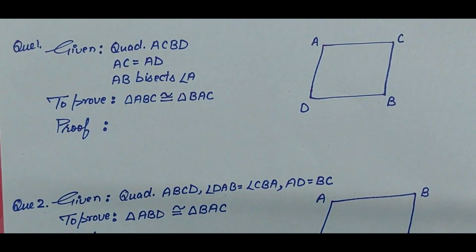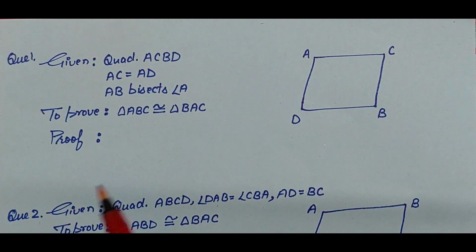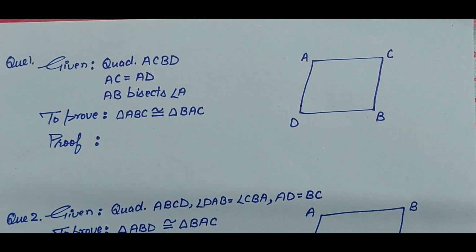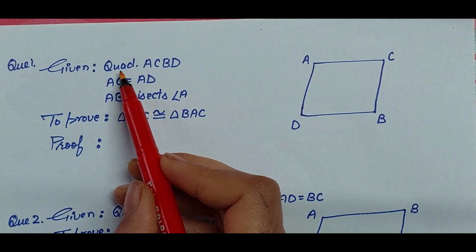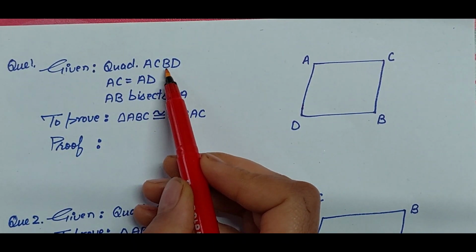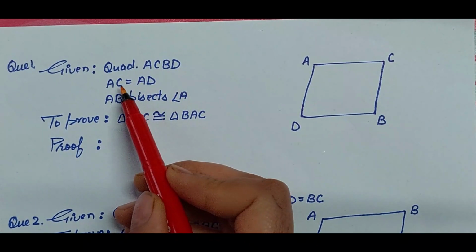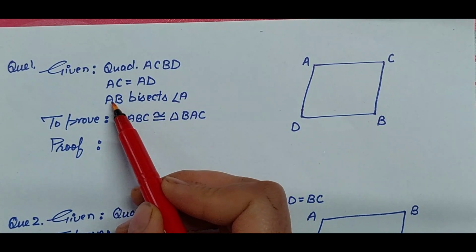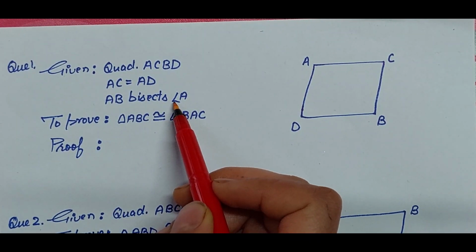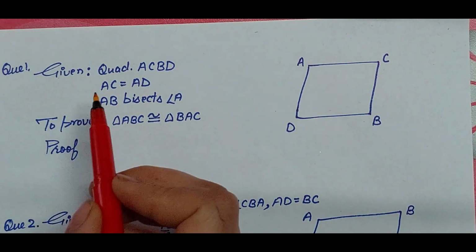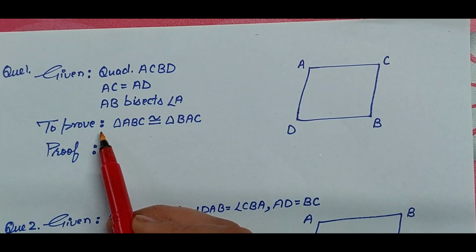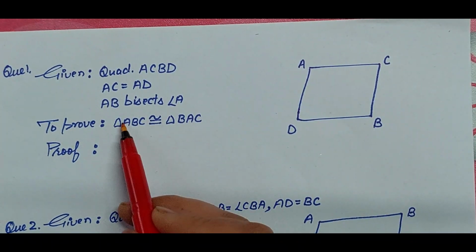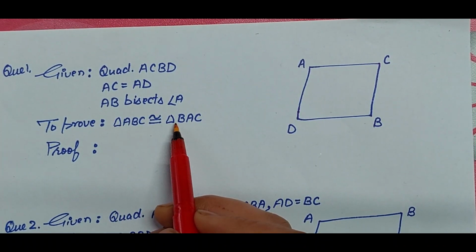Let us solve the first question of the assignment. I asked you to write down what is given and what to prove. In the question it was simply given that there is a quadrilateral ACBD, so I copied it as it is, and you were given AC equals AD and AB bisects angle A. Whatever is given, you have to write point-wise as I have written here. And to prove, the question asked us to prove the congruency of these two triangles.